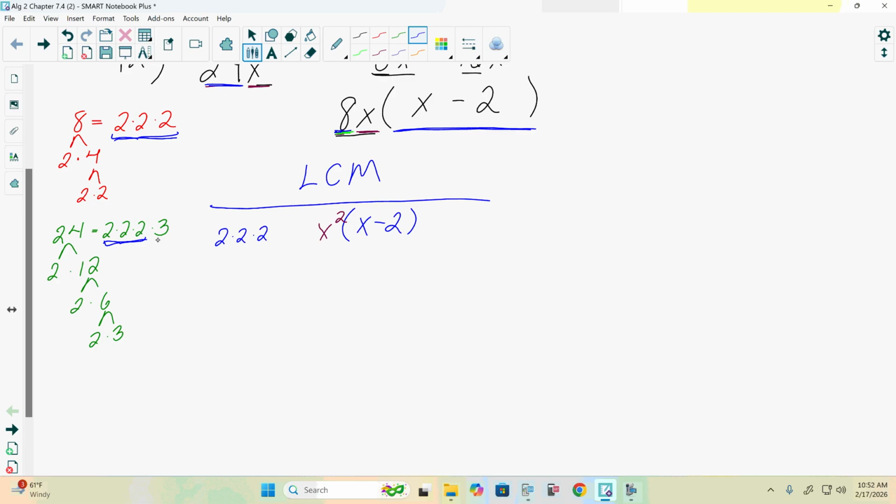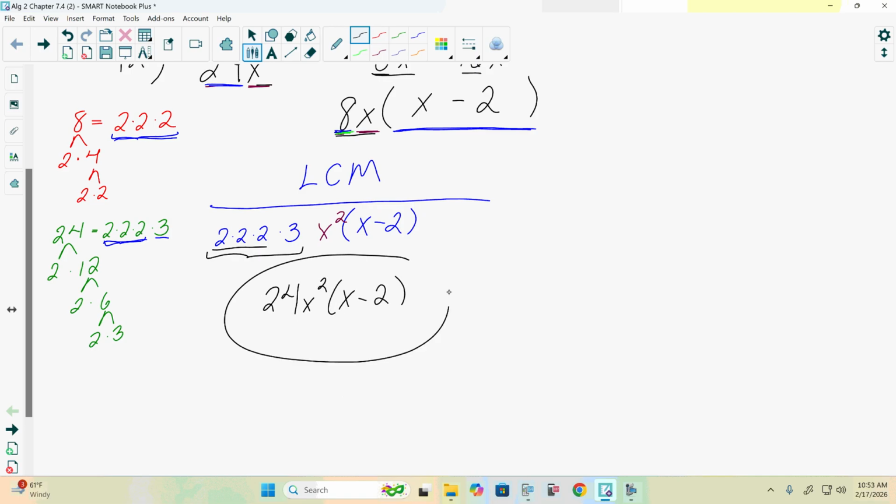Now we'll look at the only other factor. So 24 has one factor of 3. 8 has 0, so we'll need 3 one time. So it gives us 2 times 2 times 2 times 3 times x squared times x minus 2. But those numbers we can simplify because our 2 times 2 times 2 is 8, and 8 times 3 is 24x squared times x minus 2 is the least common multiple.